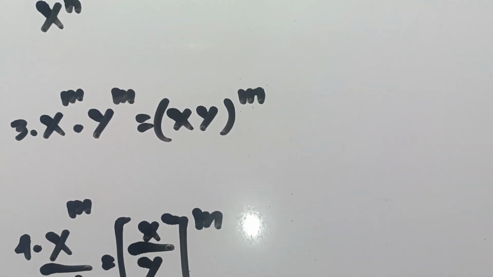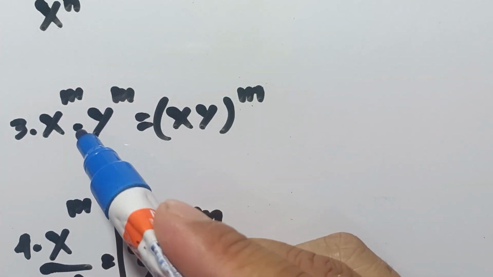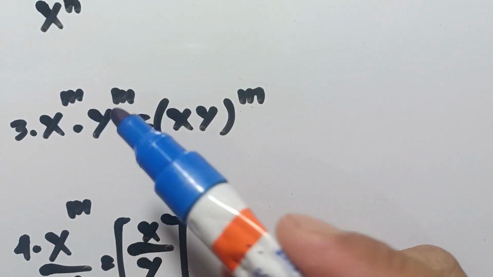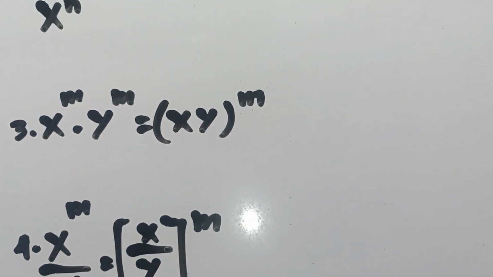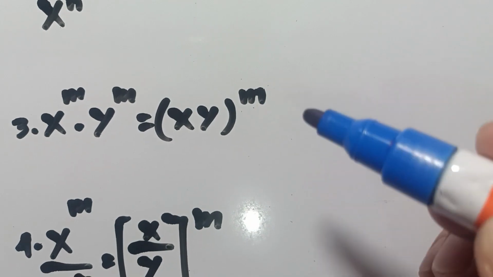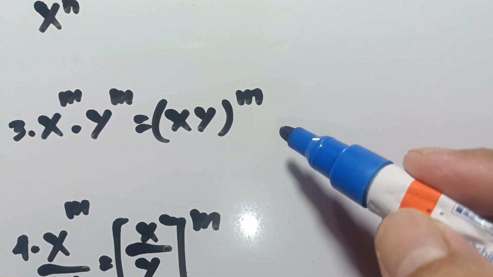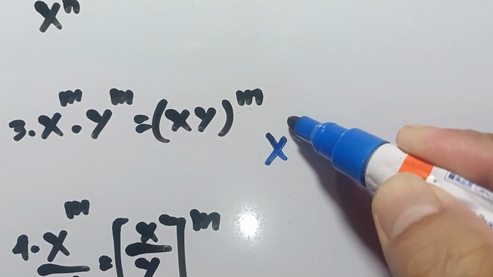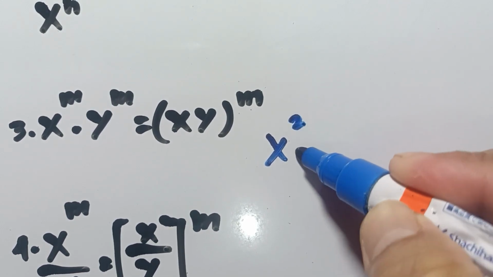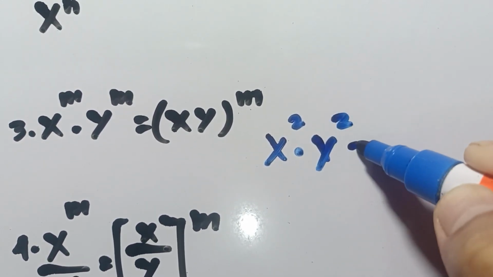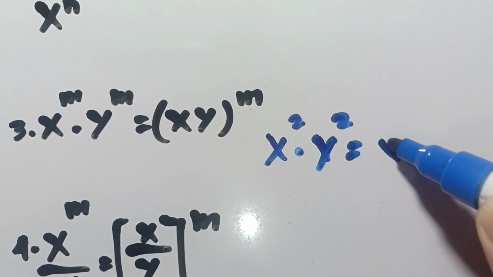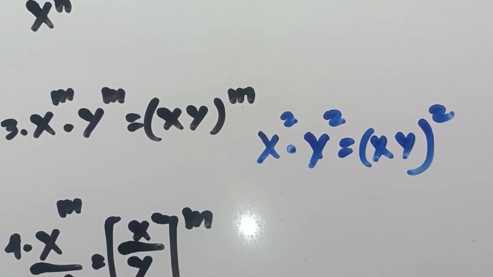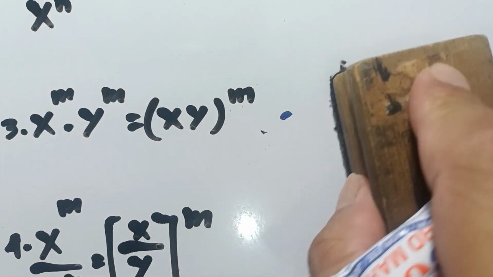And now number 3. x to the power m times y to the power m is equal to xy to the power m. They have the same exponent. An example of this for an algebraic expression: x to the power 2 times y to the power 2 is equal to, copy, xy to the power 2. And using whole numbers, that's very easy, that's the answer, no?